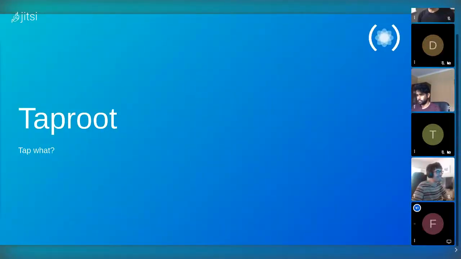All right. Okay. Let's talk about Taproot. So the presentation is not that high level. It's a bit of details about the Bitcoin script and signatures, which I think is to the level of our team.